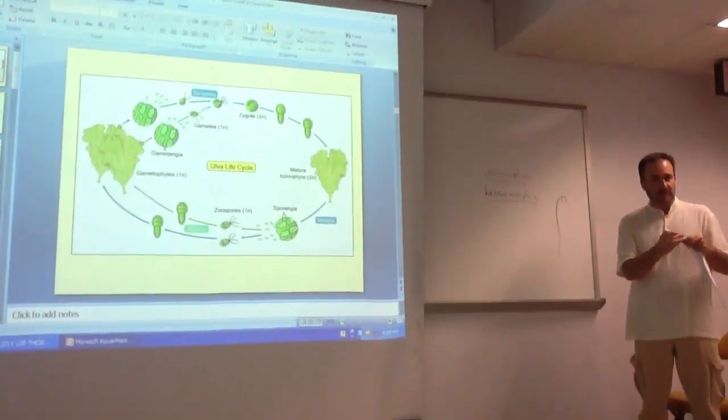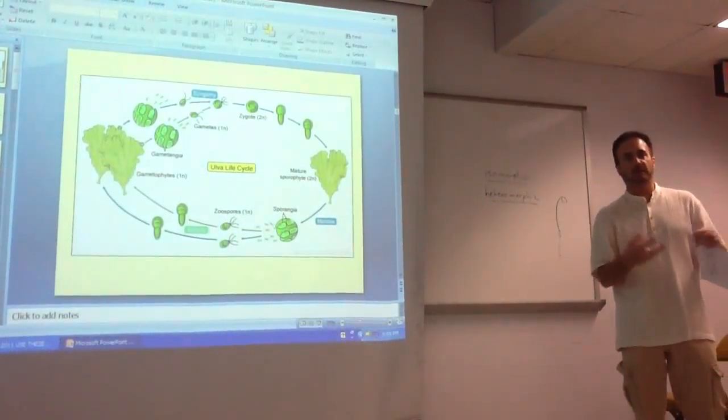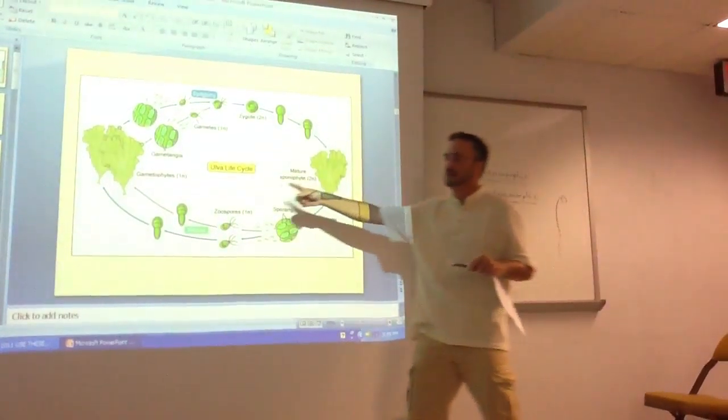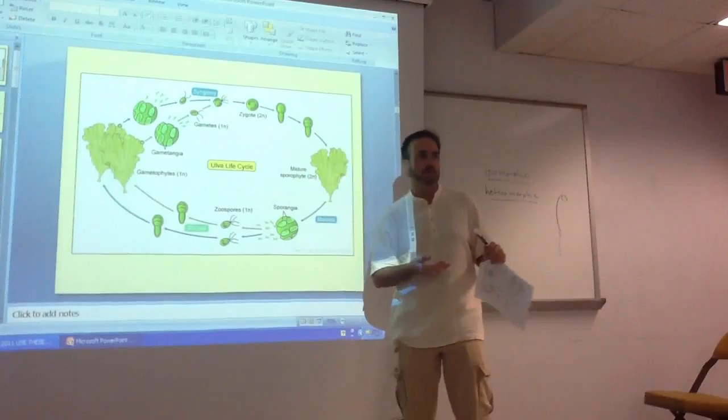You could easily, if I showed you a sporophyte or a gametophyte in any terrestrial plant, identify it as being the sporophyte or the gametophyte. That's not true here. Here, if I showed you Ulva and I asked you, is that the gametophyte or the sporophyte, there'd be no way to tell.